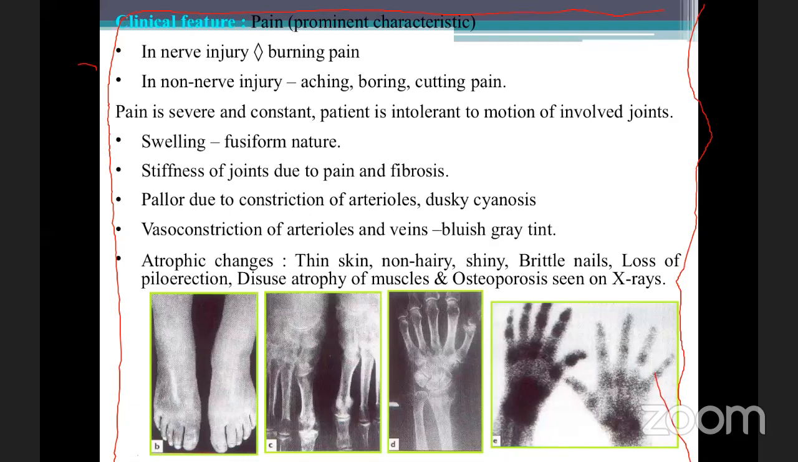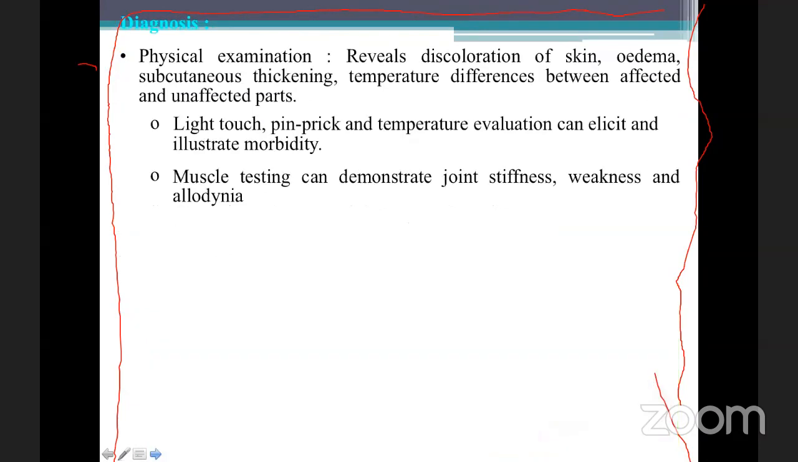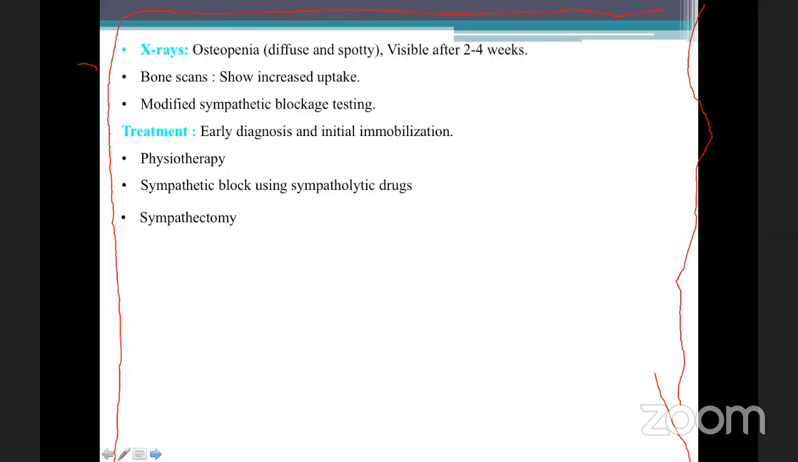The nail changes will be there. Loss of hair will be there. Thin and shiny skin changes will be there. X-ray shows osteoporosis. This is how we can diagnose reflex sympathetic dystrophy. There will be abnormal sensation to light touch, pinprick, and temperature evaluation. X-ray shows osteopenia, and bone scan shows increased uptake because of hypervascularity in the localized area.